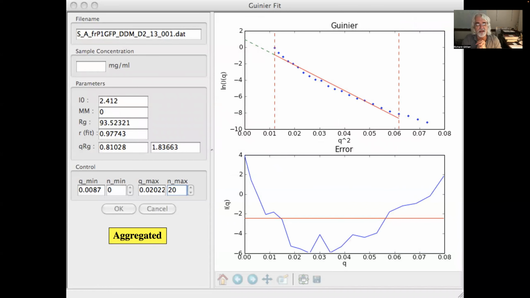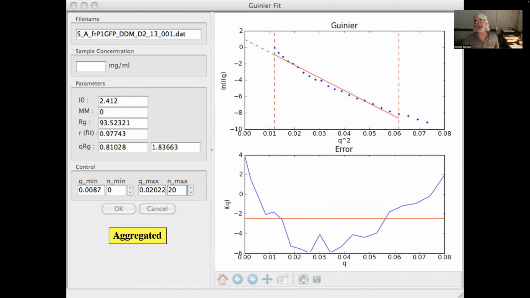Here is a Guinier plot of a sample someone took at my beamline a long time ago, and you can see the linear fit is not good, right? It's a smile. This means it's not monodispersed. You can see the radius of gyration is 93. That's rather large, right? You're starting to see 50, 60, 70. That's a big thing. You should start to think, is it really that big?